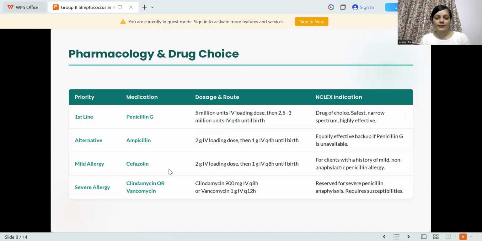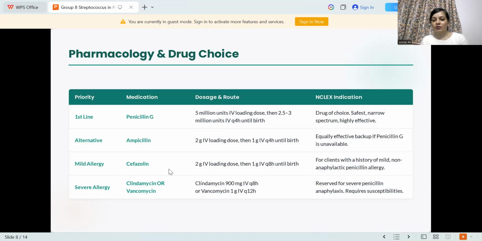Pharmacology and drug choices. Our next slide: what is the priority? The first-line choice of drug for GBS is penicillin G. The dose is a 5 million unit IV loading dose, then 2.5 to 3 million units IV every 4 hours until the birth. NCLEX indication: what is the indication?